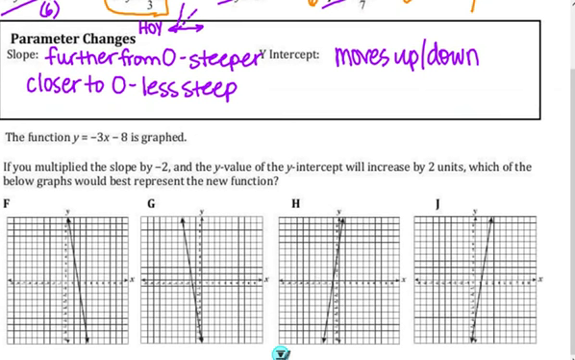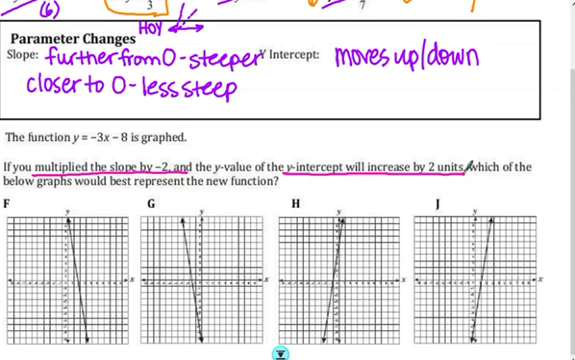So in this first one, the function y equals -3x minus 8 is graphed. And it gives us a situation, some parameter changes. Alright, so let's see, what do our parameter changes say? It says if I multiply the slope by -2 and the y value of the y-intercept will increase by 2 units, what's going to be my new graph?